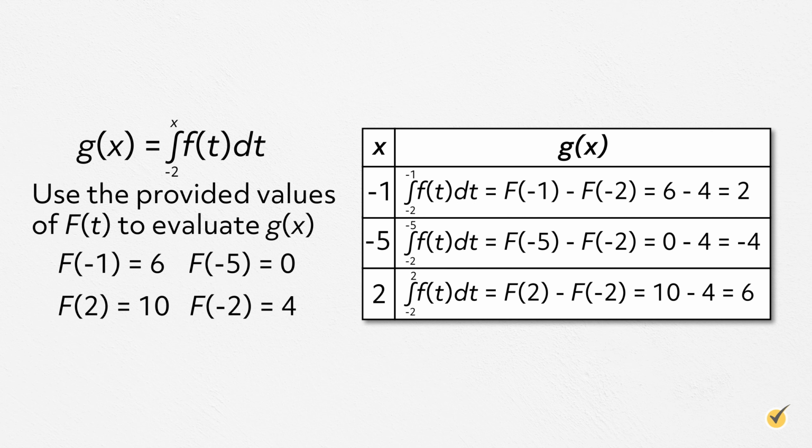So this gives us the integral from -2 to 2 of f of t dt, which is equal to big F of 2 minus big F of -2, which is equal to 10 minus 4, or 6.